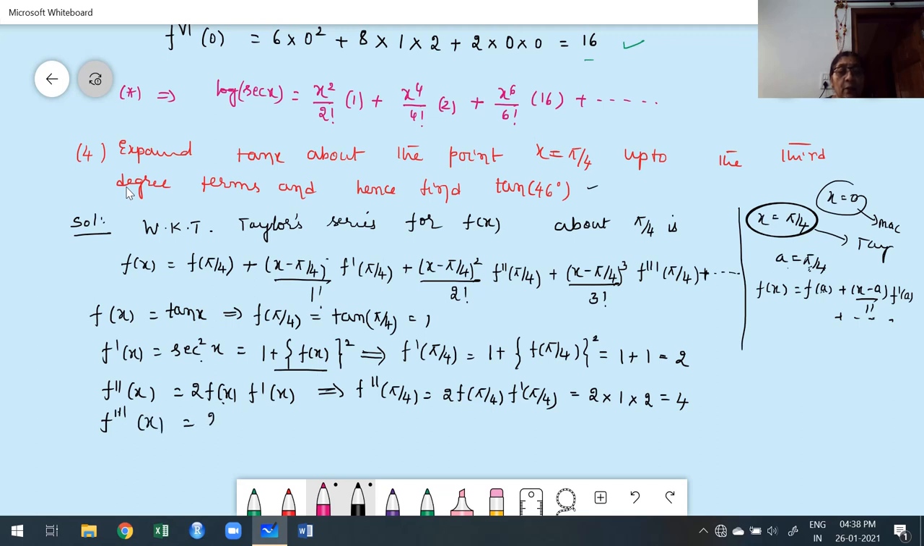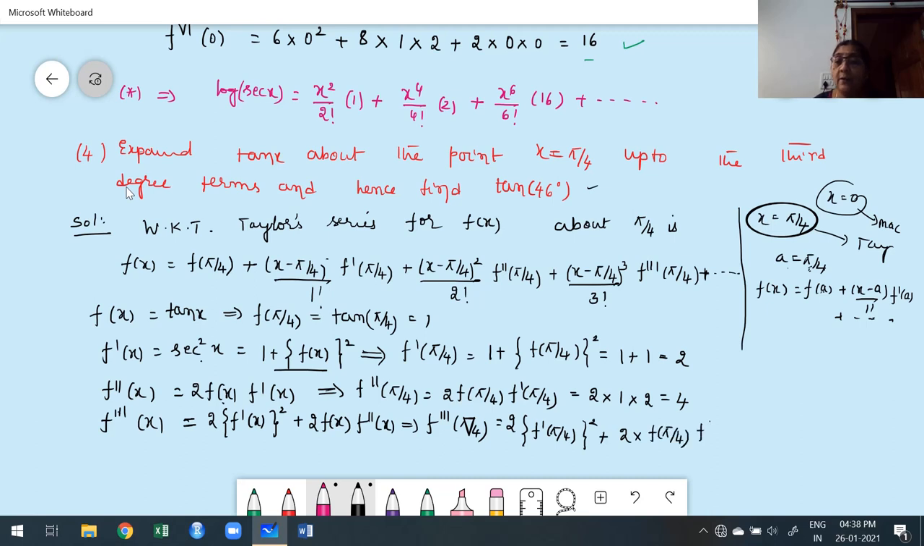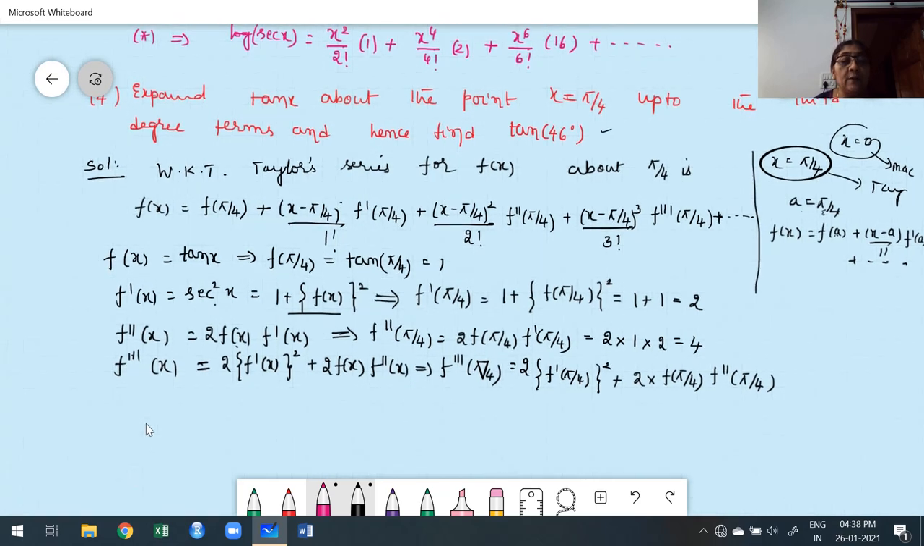Now, I can't express this in terms of the previous one, so I leave it as it is and find out the third derivative directly. You go for the product rule. What is the derivative of f of x? f dash of x. The second function is also f dash of x, multiply that and we get the square. Plus 2 into the first function into the derivative of the second function, f double dash of x. That implies f triple dash of pi by 4 is nothing but 2 times f dash of pi by 4 whole square plus 2 times f of pi by 4 into f double dash of pi by 4. Now I have to put x is equal to pi by 4, and we automatically get my third derivative at pi by 4.